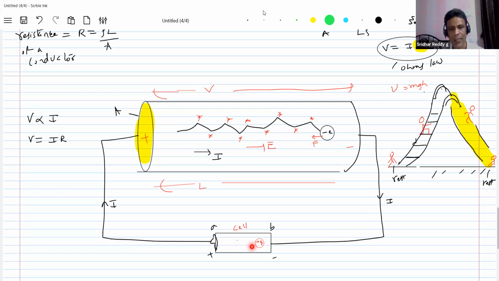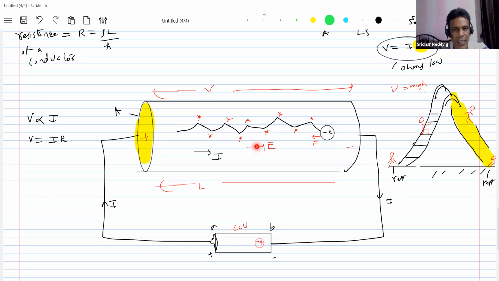So like that, tell me, what is this cell doing? Shall I say it is supplying energy to the charge, and the charge gets energized? With that energy, it will cross through this conductor. To cross through the conductor, it needs energy. Who will provide it? The cell. And the energy in the conductor is converted into heat due to inelastic collision.